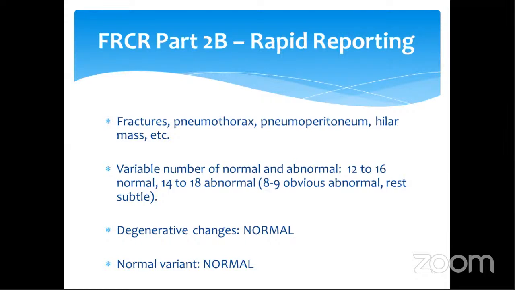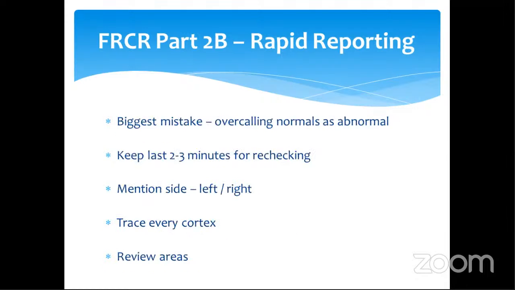But the rest of them are subtle, and they are the ones which decide whether you pass or fail. Degenerative changes like in the spine or bones are to be labeled as normal. Normal variants, if you get them, are to be labeled as normal. The biggest mistake in the exam, according to me, is overcalling normals as abnormal. You can only remove this fault when you do as much practice of rapid reporting sets as possible.